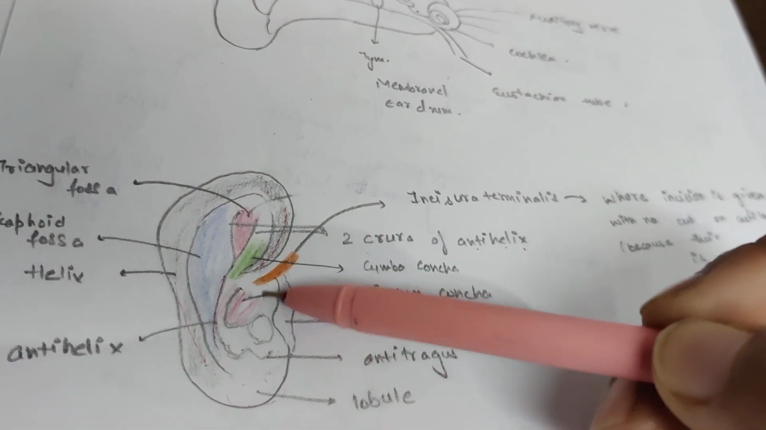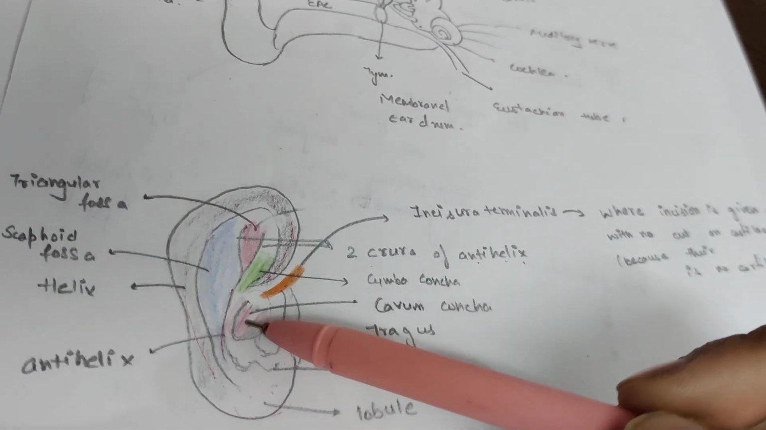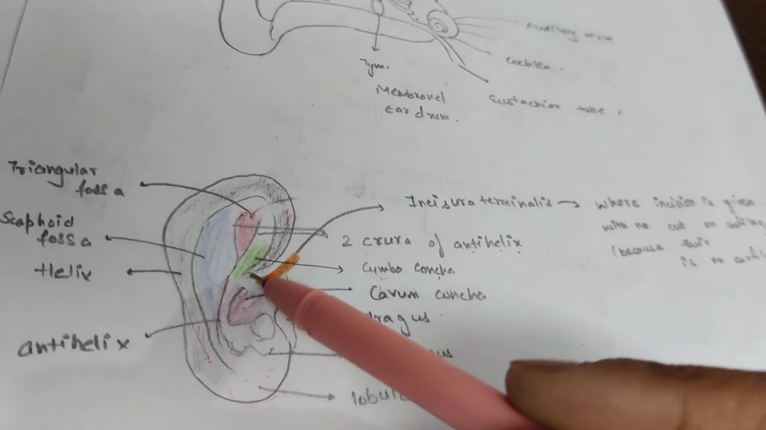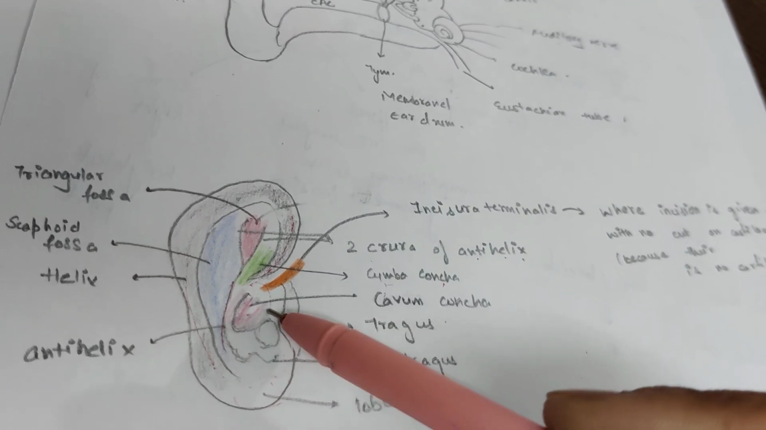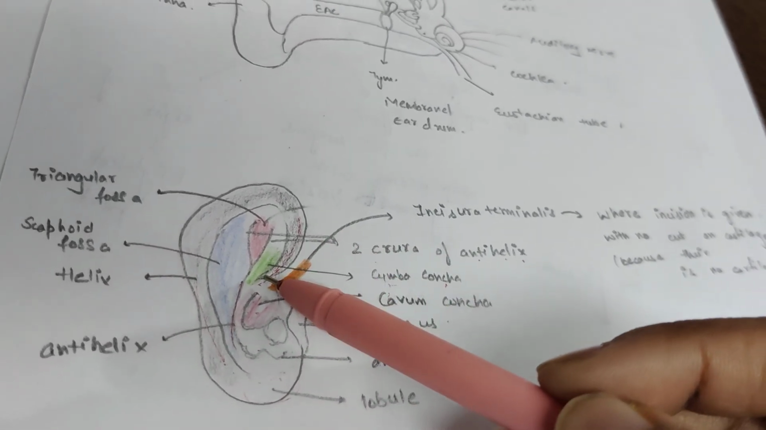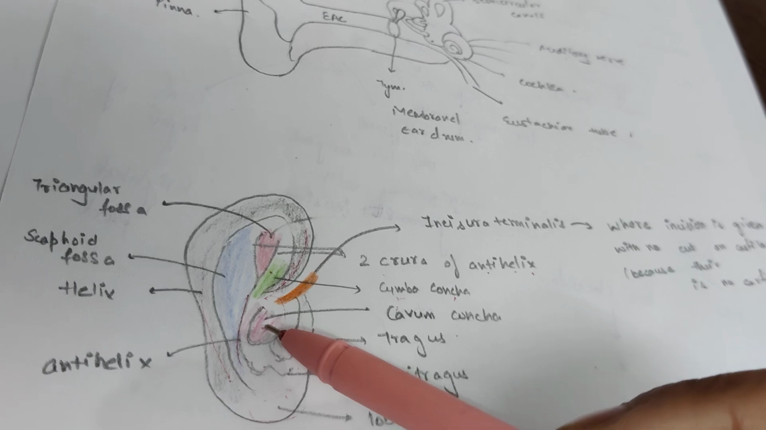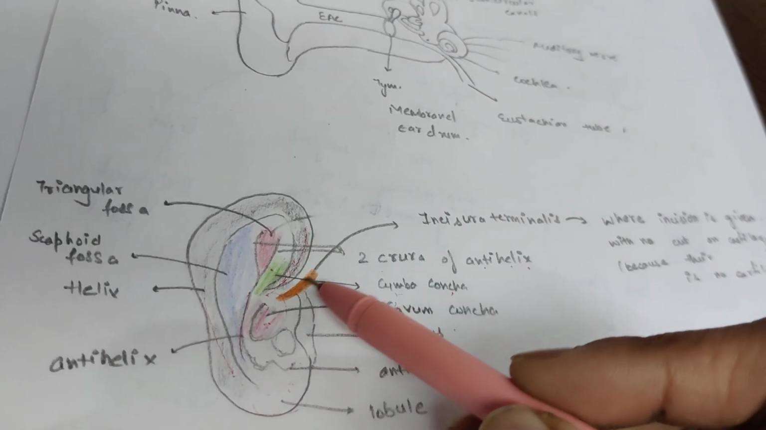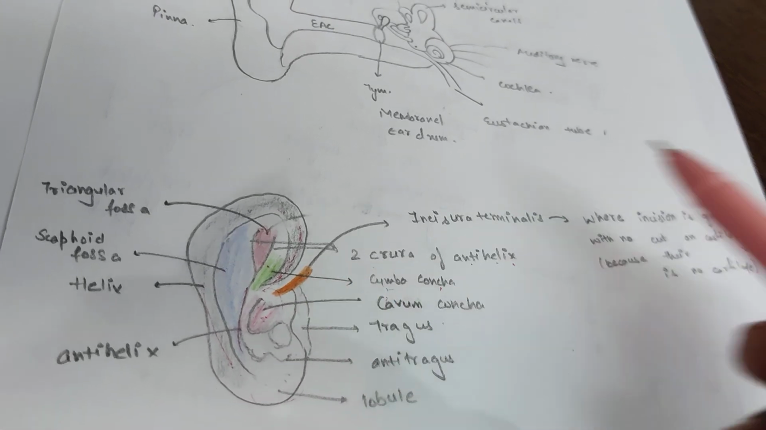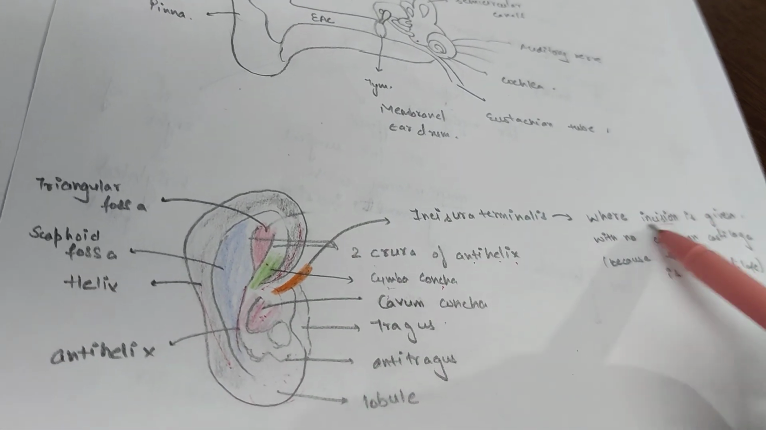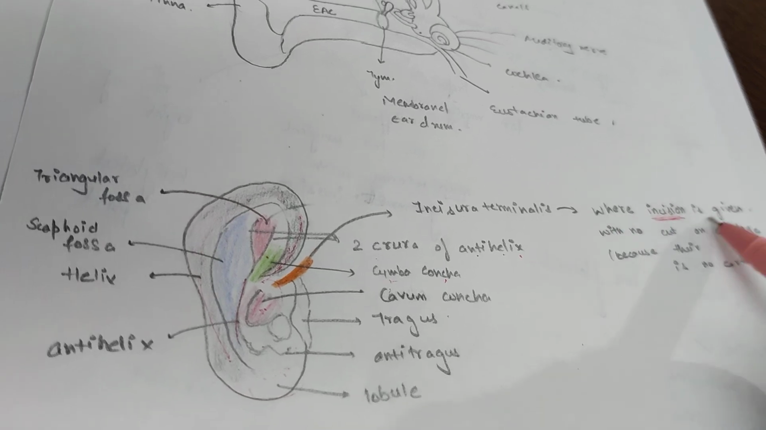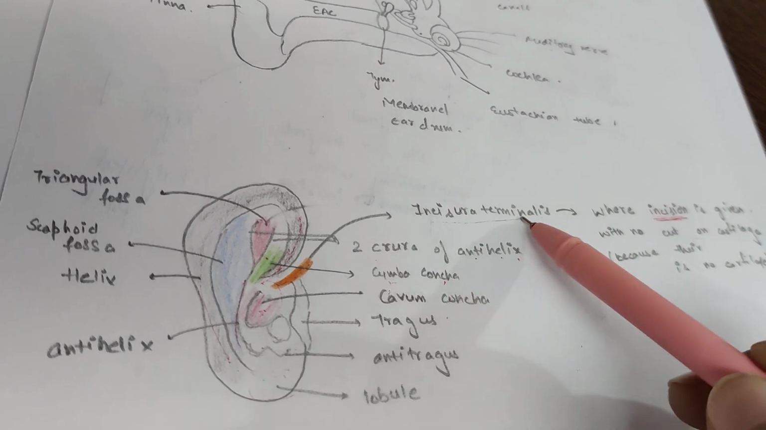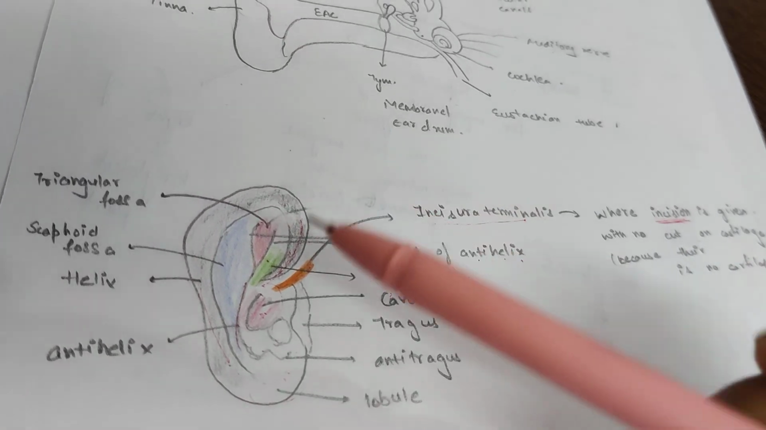It is the concha here, and the concha is further divided into two parts: cymba concha and cavum concha. Cymba concha is the upper part, cavum concha is the lower part, in respect to the crus of the helix. This is the area where there is no cartilage. Therefore, it is used for giving incisions, because where the incision is given there is no cut on the cartilage, so it is the safer side: incisura terminalis.